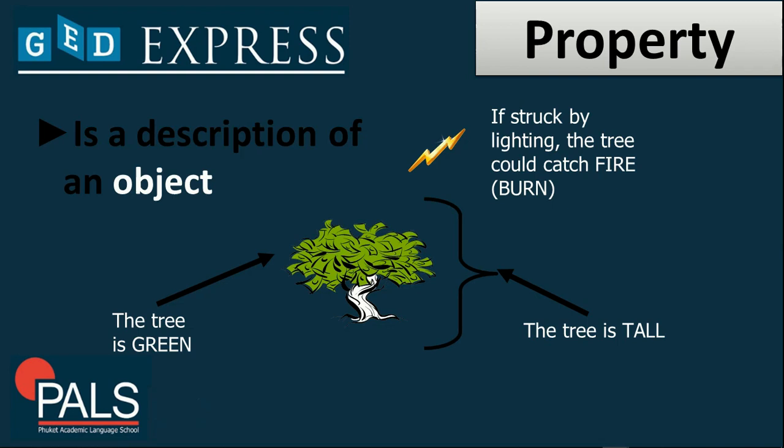So, when you say property, that would be a description of an object. For example, we have here this object, which is a tree. The tree is identified as tall in this picture, and it can be identified as green. And if struck by lightning, the tree could catch fire or it will burn.